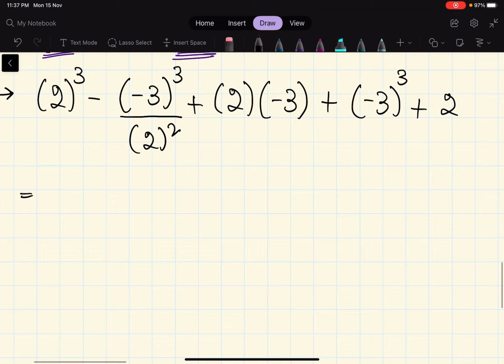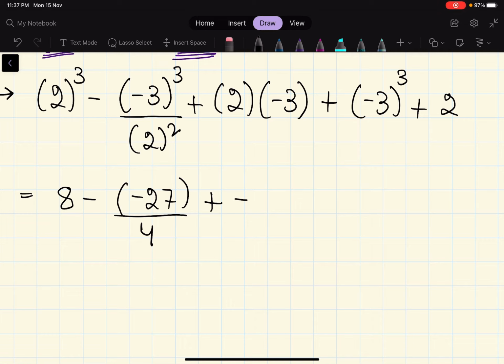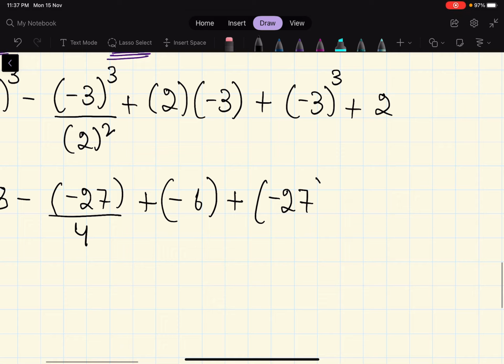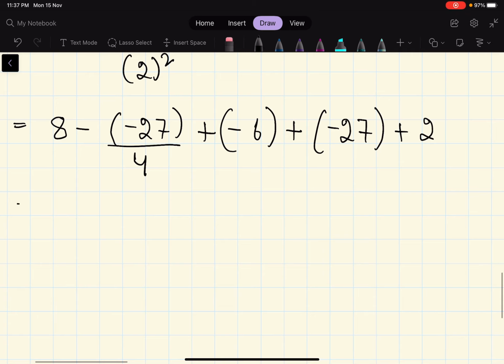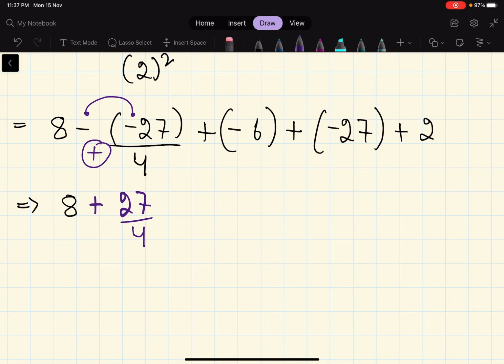Let's solve it. 2 cubed is 8 minus 3 cubed is minus 27. 2 squared is 4 plus 2 times minus 3 is minus 6 plus minus 3 cubed is minus 27 once again plus 2. Okay, so let's open up the brackets. 8, this minus and this minus becomes plus, so it's plus 27 over 4. This plus and this minus becomes negative, so it's minus 6. Again, this plus and this minus becomes negative again, minus 27 plus 2.